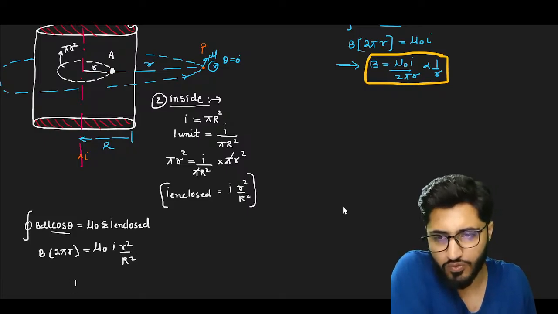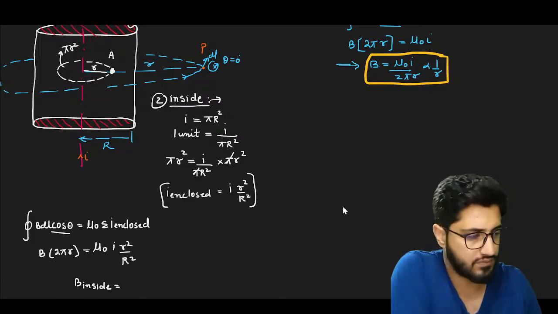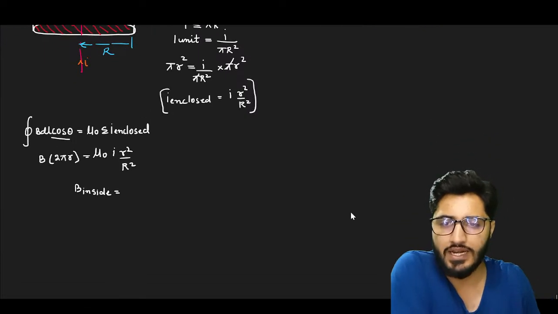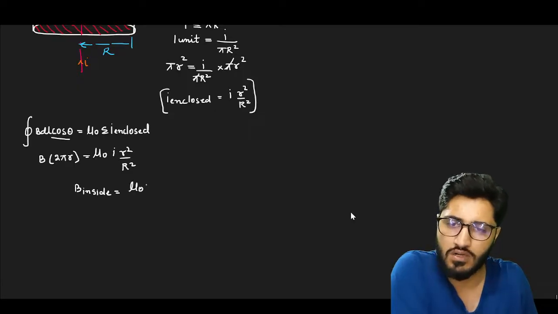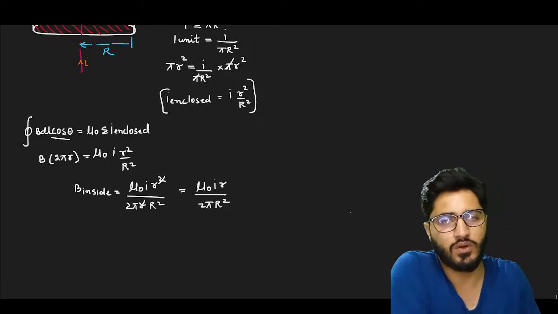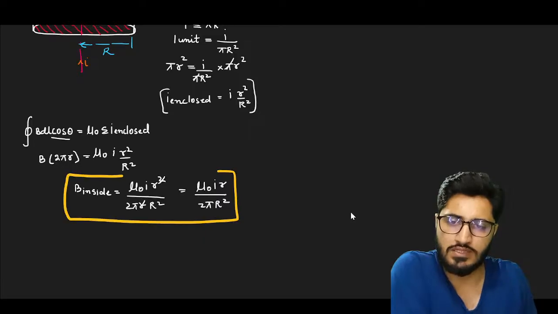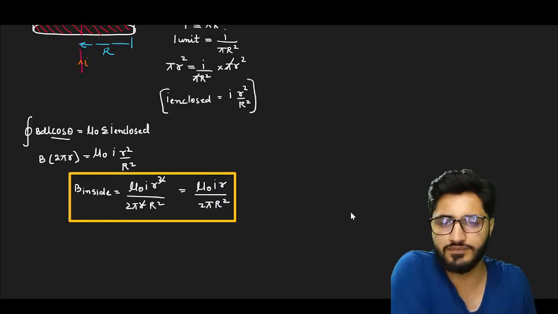So can I write now my magnetic field inside would be equal to mu naught I r square whole divided by 2 pi r into r square. R cancels out, so it came out to be mu naught I into r whole divided by 2 pi r square. This is my required equation.